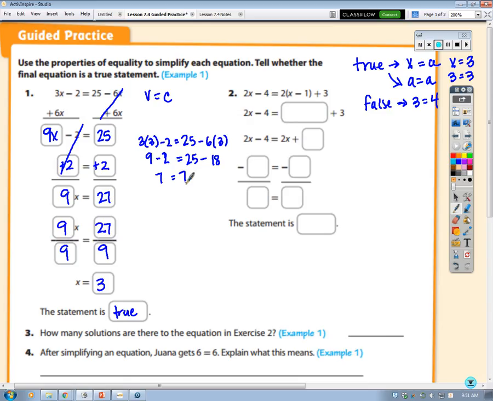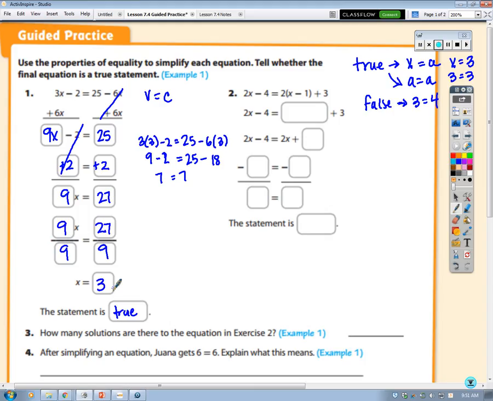Is this a true statement? So this solution is correct. Aha, so we know it makes sense. It's a little tangent there. So this is a true statement. How many solutions do you have in this one? One solution. The only solution you have is 3. 3 is the only thing that will make that equation true. So let's jump over to number 2.